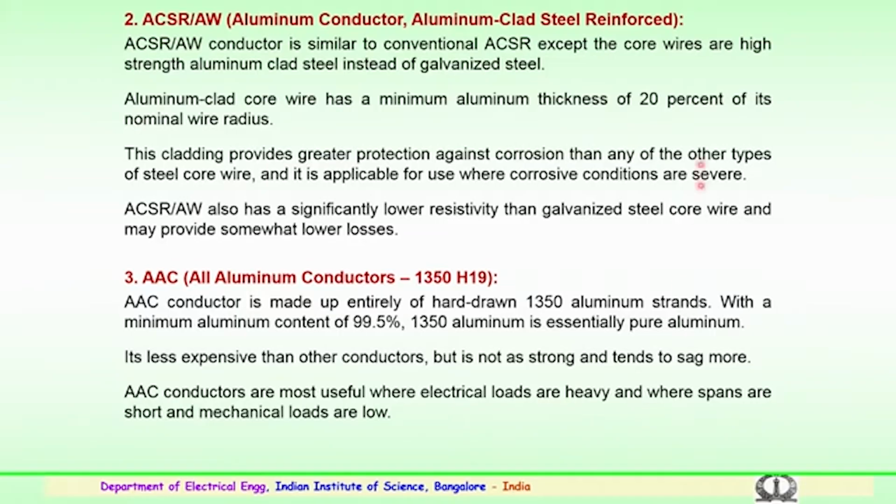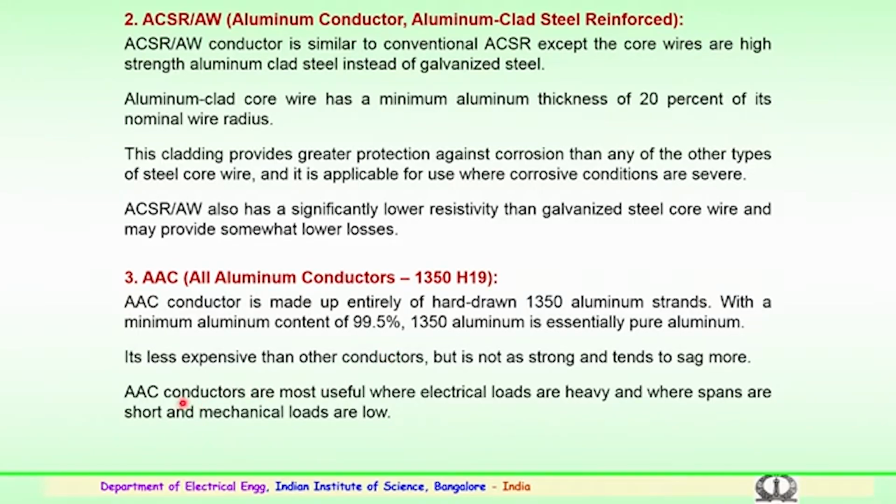The third type is AAC, that is all aluminum conductors. 1350 is the aluminum alloy, H19 is that particular temper which is used for manufacturing of these conductors. So, AAC all aluminum conductor is made up entirely of hard drawn 1350 alloy aluminum strands with a minimum aluminum content of 99.5 purity. That is, 1350 aluminum is essentially a pure aluminum conductor.